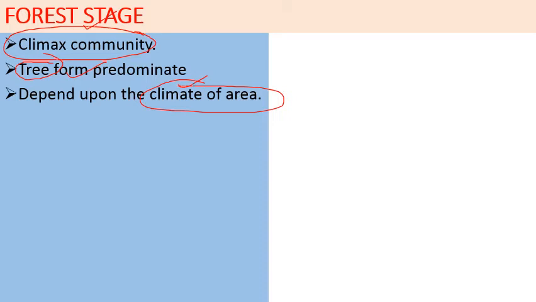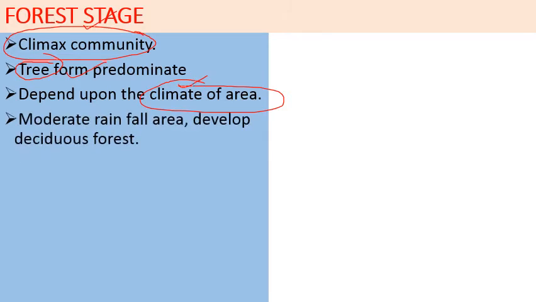Or in temperate region, jo climax community, that is formed by the plants having needle-like leaves like gymnosperms, like Cedrus deodara, and Pinus roxburghii, Abies pindrow, Picea smithiana. So, ye vegetation ka difference hota hai, and it depends upon the climate of area.